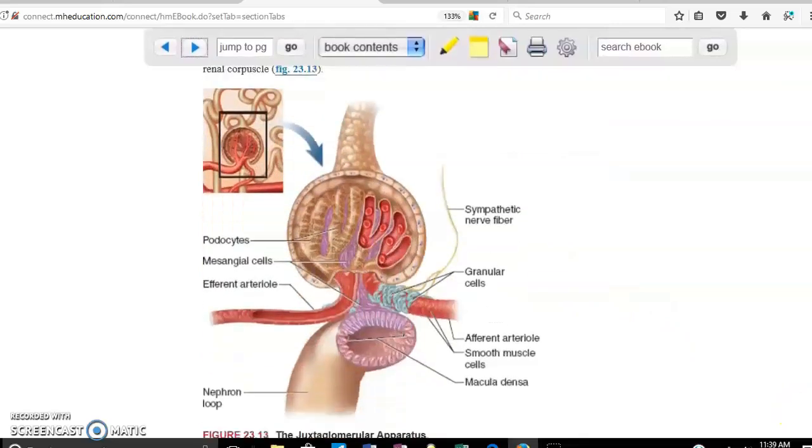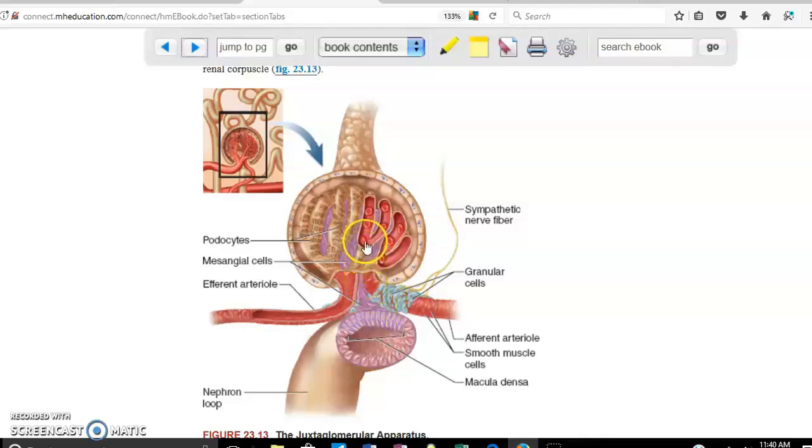Right here we have this figure, and we can see that you have a blood vessel. When blood pressure increases, this is going to try to push the blood vessel out, but since the blood vessel has muscle, the muscle will constrict. That's the myogenic mechanism. Then you have this other part, the juxtaglomerular apparatus. The juxtaglomerular apparatus has three pieces: macula densa, mesangial cells, and granular cells.